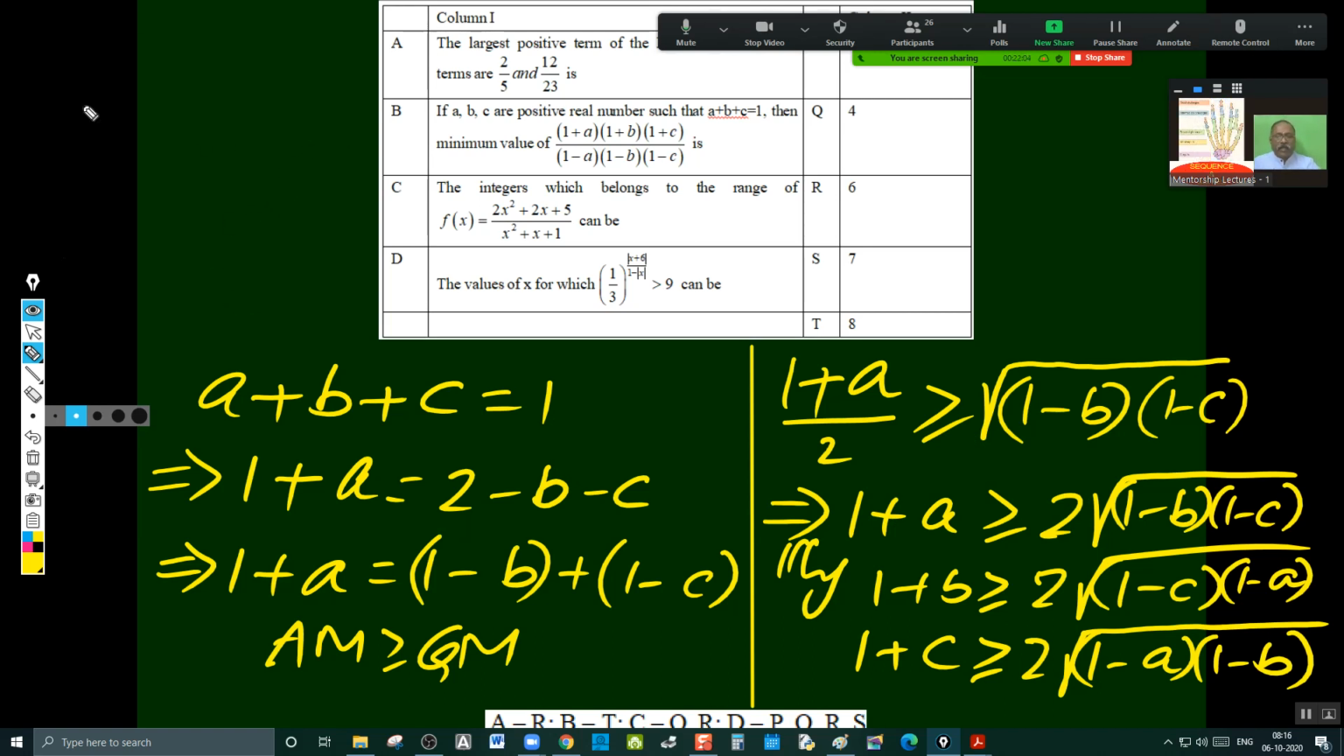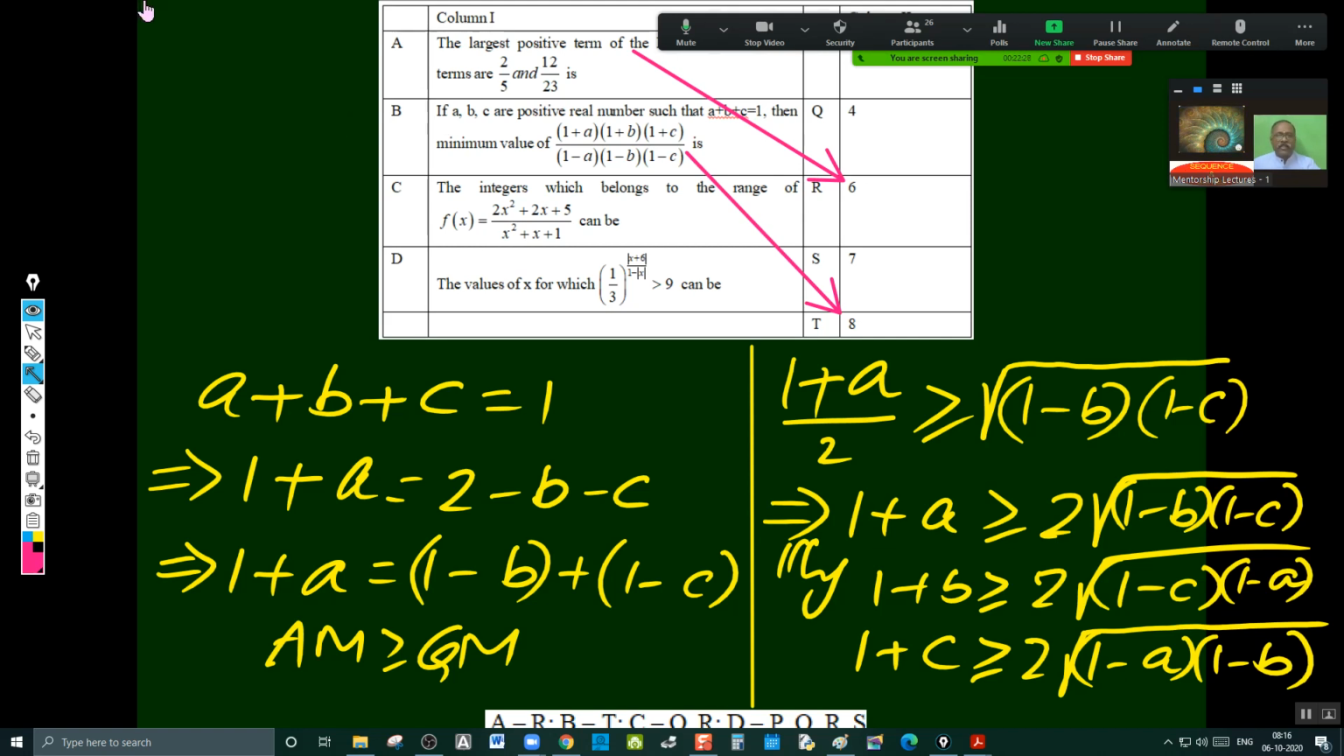Coming to the next one, C. So what should be the option here? T. For B, it is T. And can anyone tell me what is the option we got for A? For B, it is R. For A, it is R.